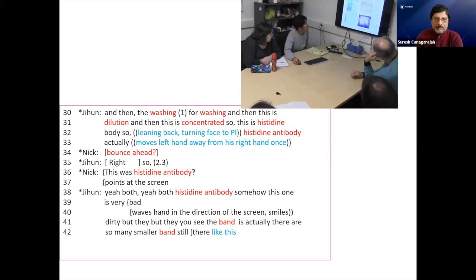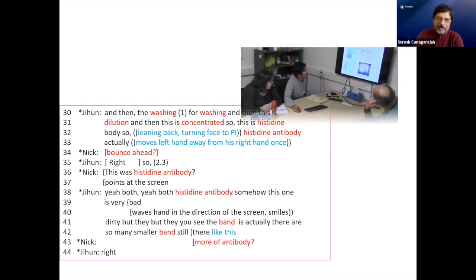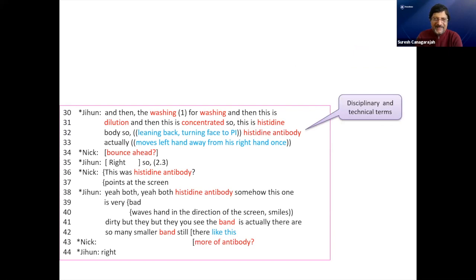Right. Yes. So what we find is there are a lot of technical terms that Jihoon uses in this interaction. I have highlighted all of them in red. And the interesting thing is these words are also not difficult for Jihoon. So these community repertoires, we might call them, are very familiar to Jihoon and a lot of other international scientists.